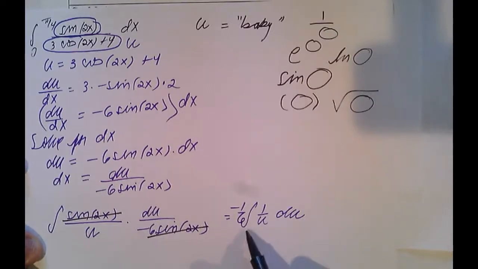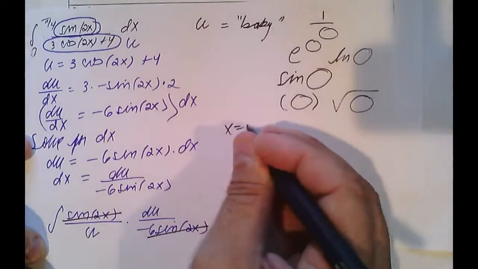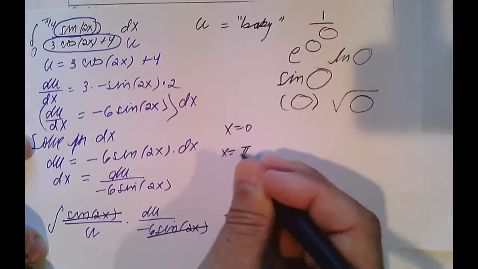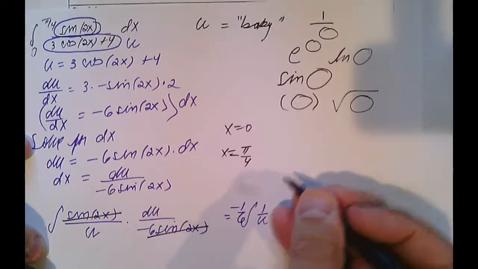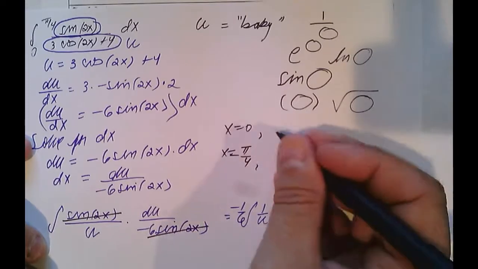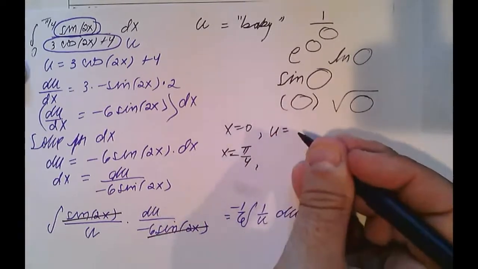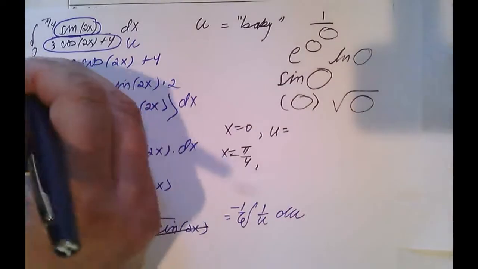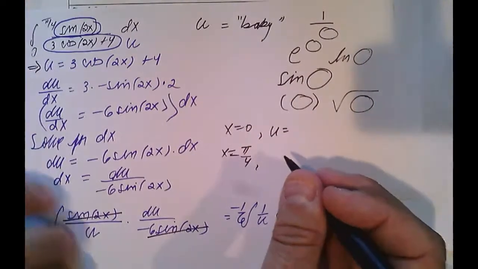You may notice I didn't write my limits of integration yet. That's because there's some side work that I have to do. We know originally that x is equal to 0 and x is equal to pi over 4. I need to convert those over to their u value equivalents. And the way I'm going to do that, I go back to this u equals 3 cosine of 2x plus 4.